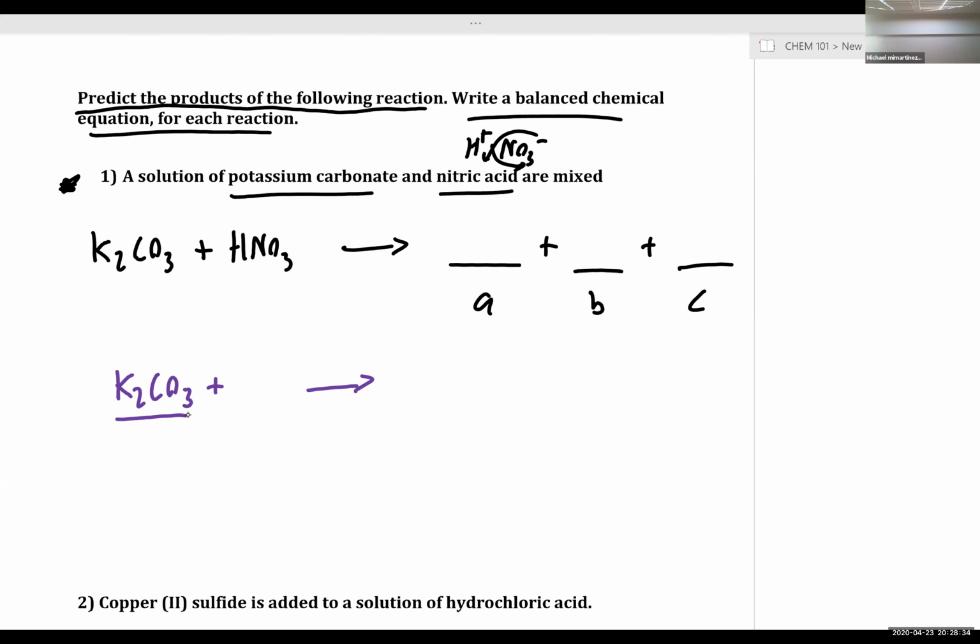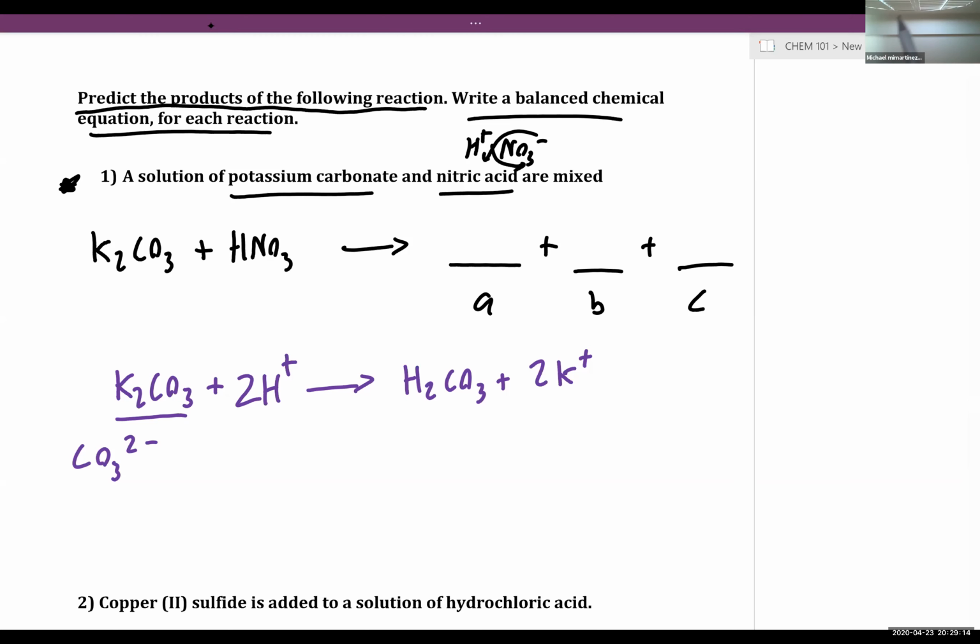So what happens if we fully protonate our carbonate anion, which is CO3 2-? What acid will we generate from carbonate? Carbonic acid, exactly right. Okay, and how many H+ equivalents will that require? How many hydrogens do we need to pick up? 2, exactly. Now let's look at nitric acid.